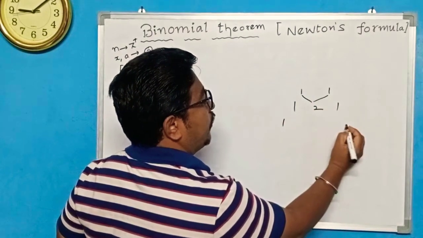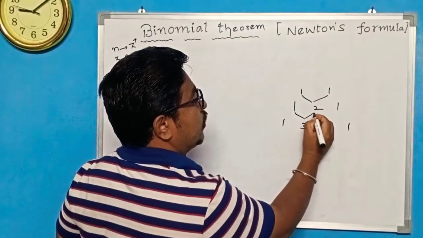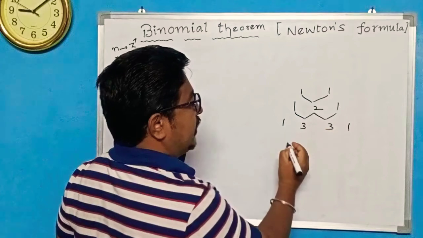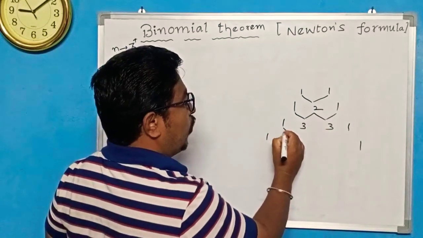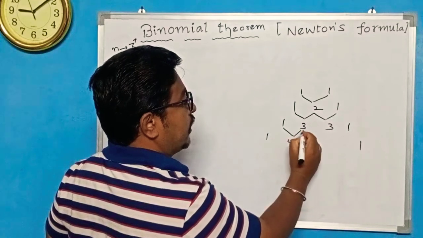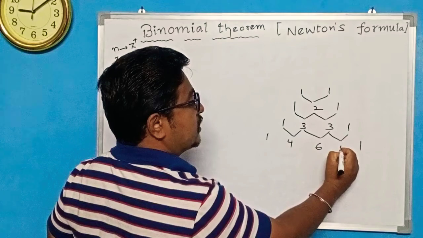Next, both ends are 1. 1 plus 2 is 3. 2 plus 1 is 3. In the last row, both ends have coefficient 1. 1 plus 3 is 4. 3 plus 3 is 6. 3 plus 1 is 4.